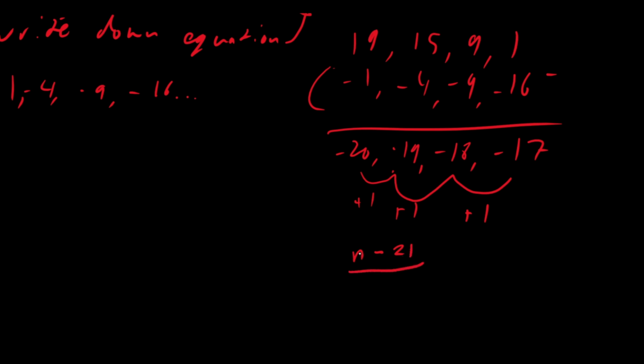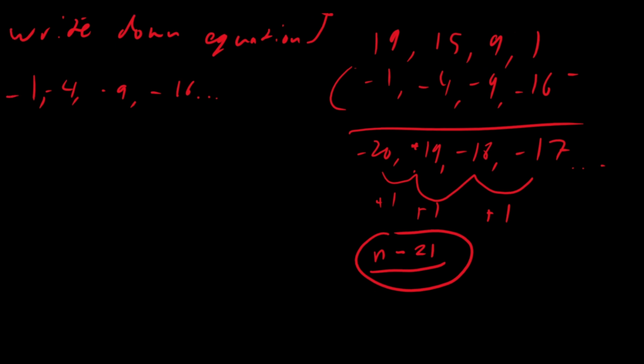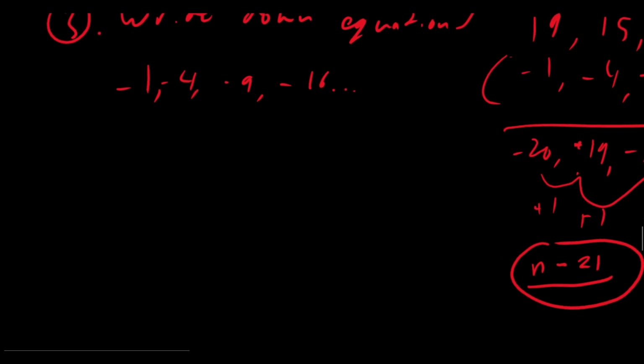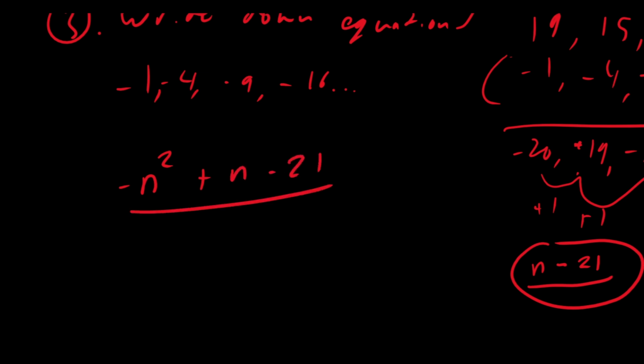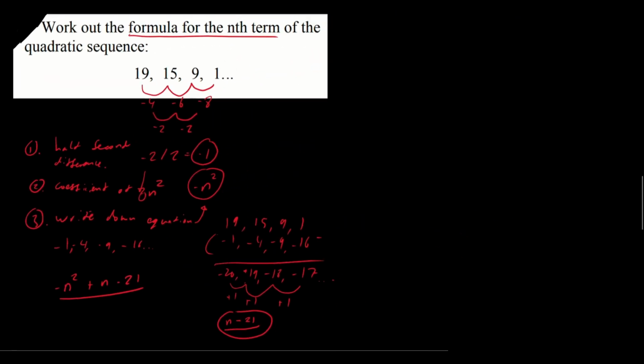Because n increases every time, so when n is 1, it's negative 20, when n is 2, and so on, eventually it increases to 0. So this is the sequence of this. Now this is the formula for this sequence. So now let's plug it into the n squared sequence we got before. So that's n squared plus n minus 21. So let's check if that is correct.